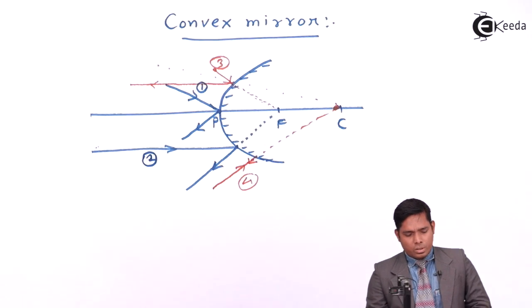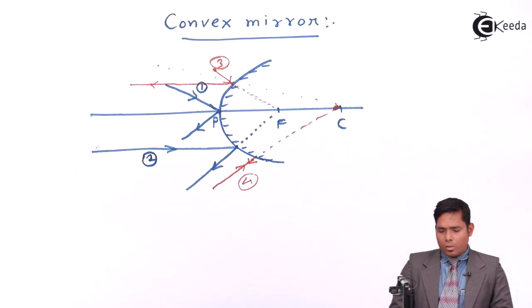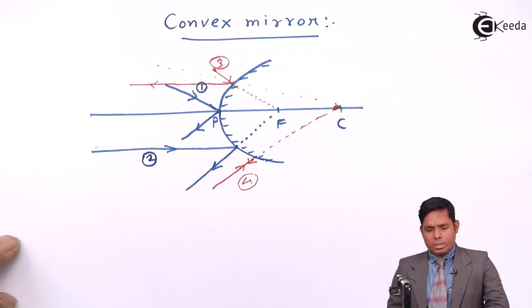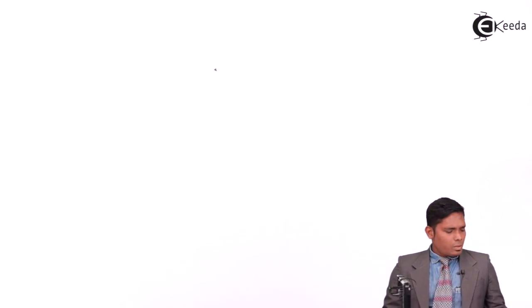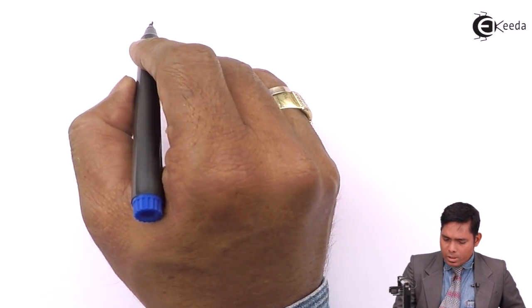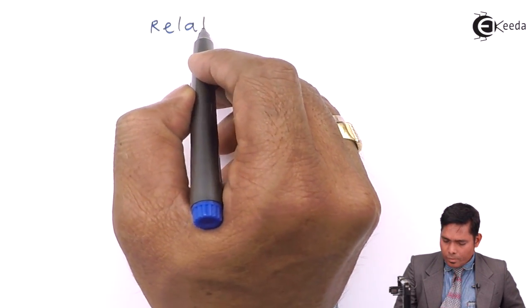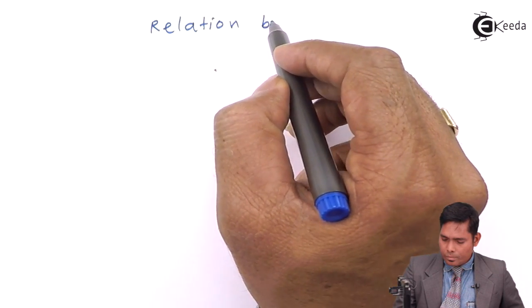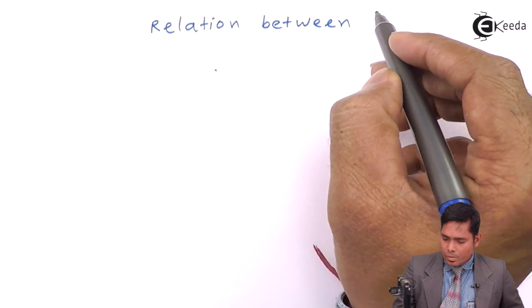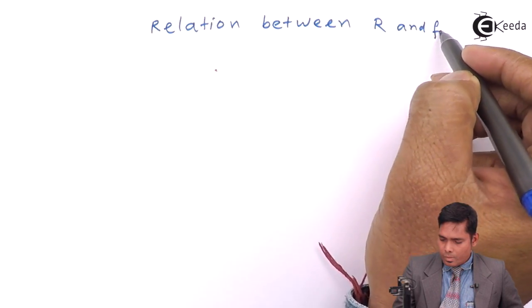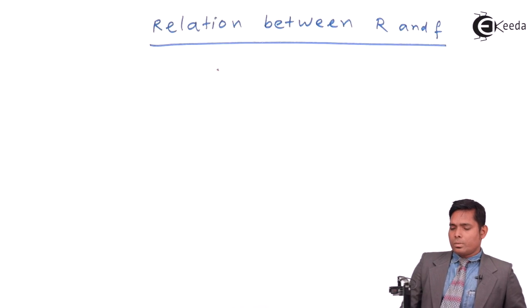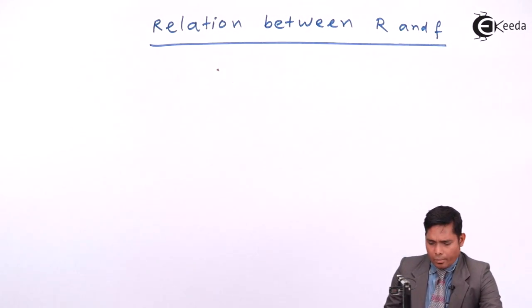Okay, this is how images are formed in case of spherical mirrors. Now, let us derive one relation. With this I will go on to derive the relationship between f and R by 2. So in this situation, the relation we will see between R and f.